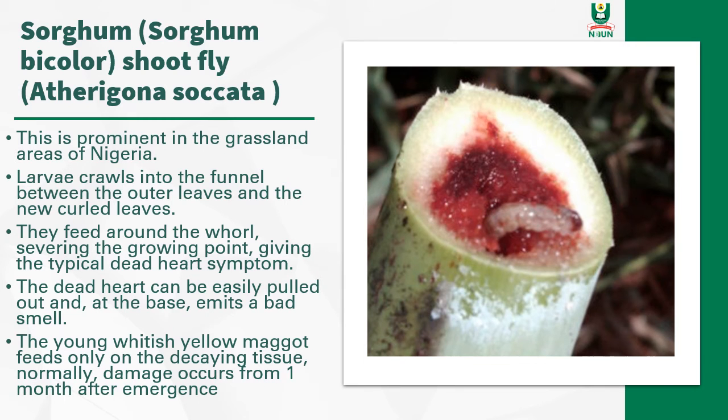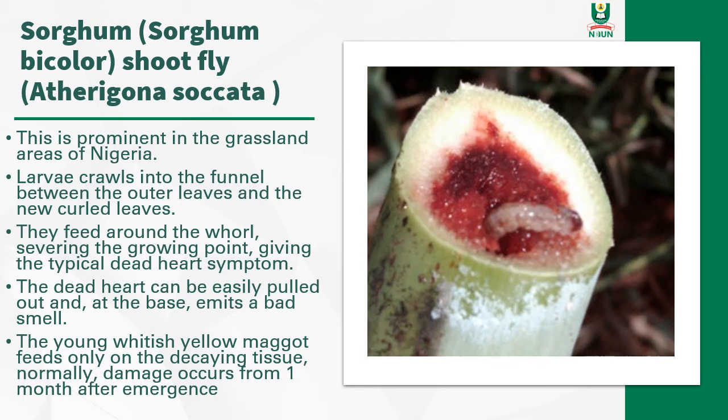So we'll be talking about another cereal pest, another pest of sorghum here, which is the sorghum bicolor fruit fly. You can see it in this picture here. It also feeds on the heart of the plant. Okay, and it is prominent. It is usually prominent in the grassland areas of Nigeria.